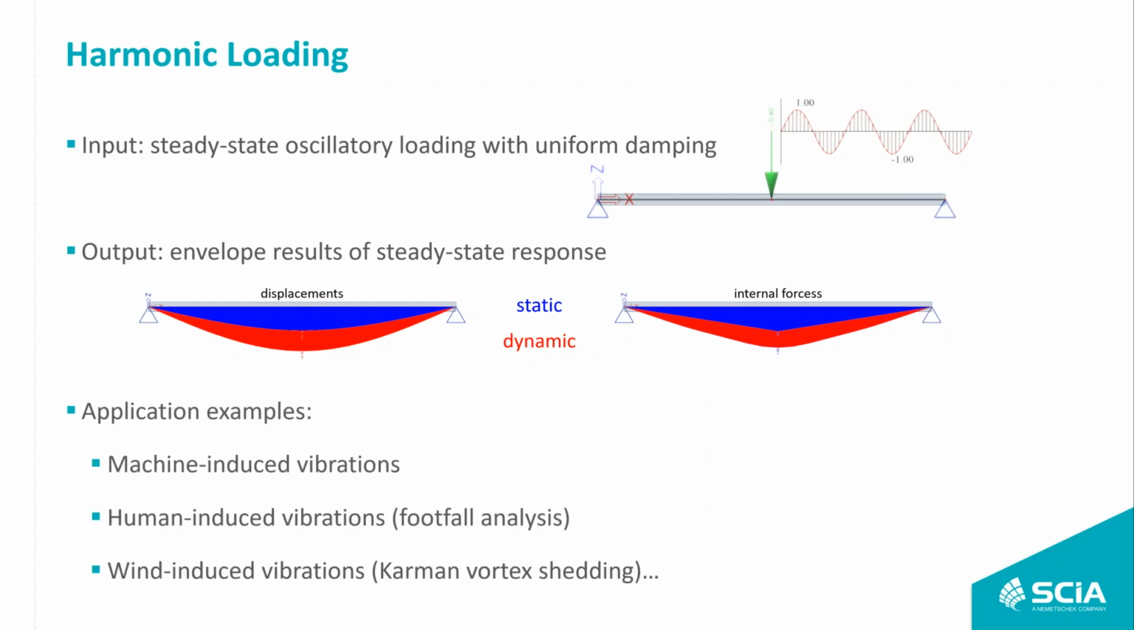Typical application examples for this are machine-induced vibrations and human-induced vibrations such as footfall analysis, although here, depending on the country, this is obviously far too basic to fulfill the requirements, but there are nevertheless many cases where this is sufficient to use. And I came across some design codes where just one mode is actually sufficient to carry out a perfectly valid analysis. Also wind-induced vibrations like Karman vortex shedding, for instance, are available in the software.